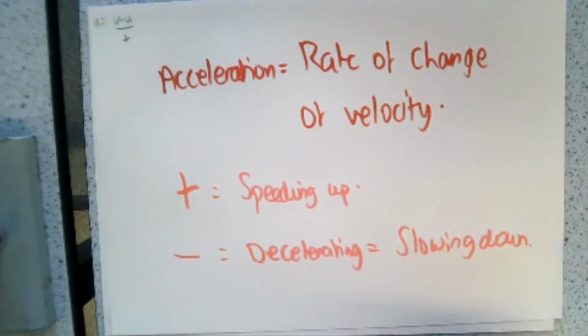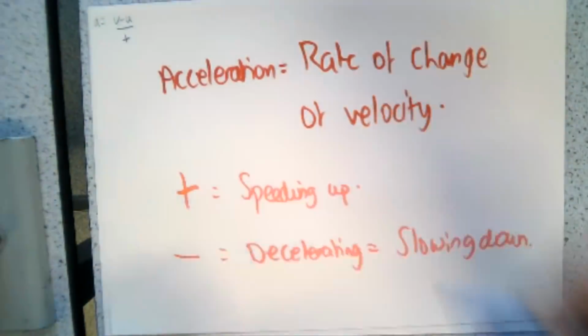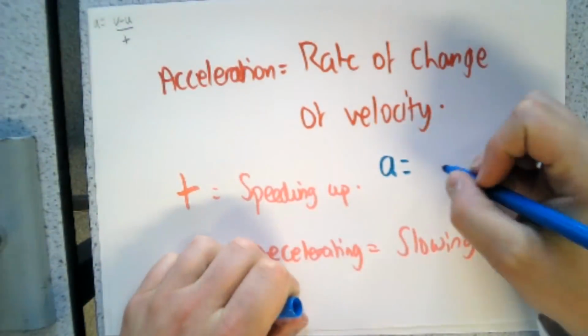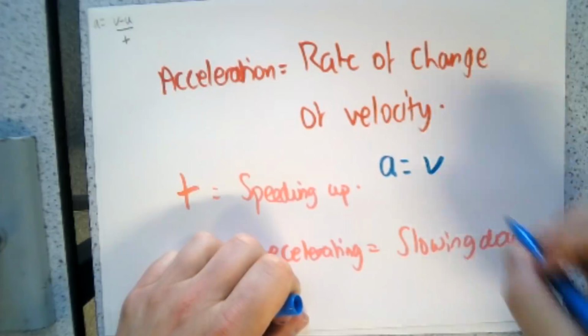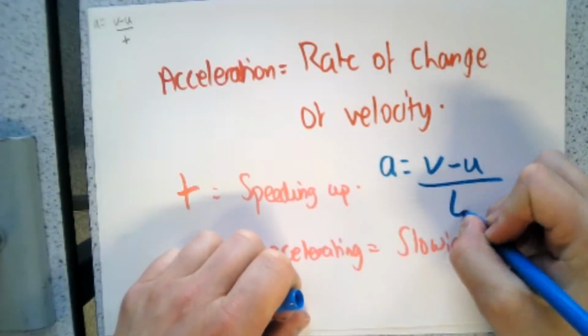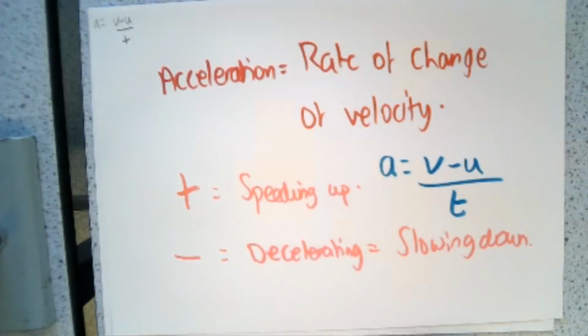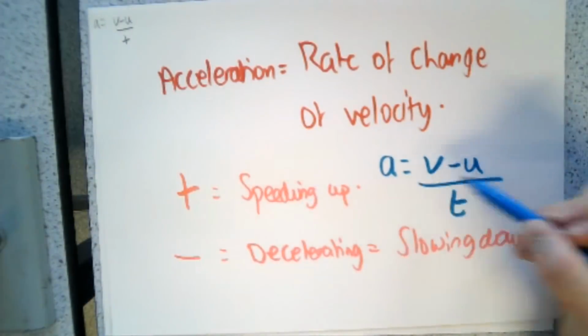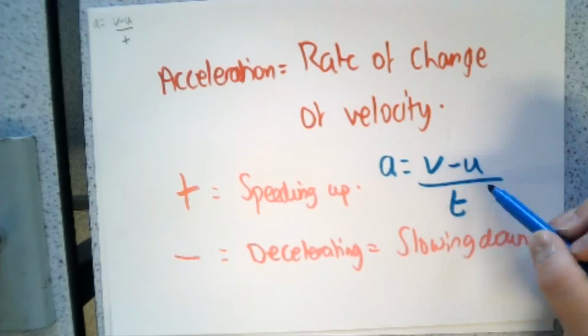And the formula you may be asked to calculate acceleration with is a couple, but the easier one that we're going to look at is final velocity, take away initial velocity, divided by time taken. So the final speed it ends up at, take away the starting speed, divided by the time.